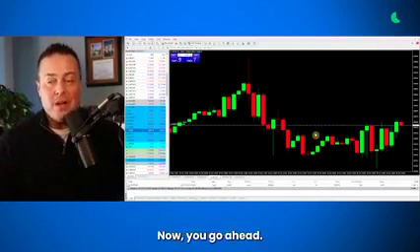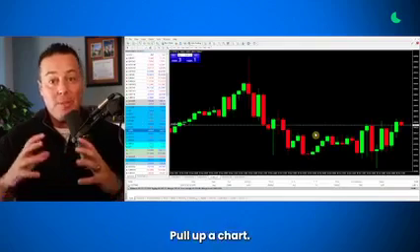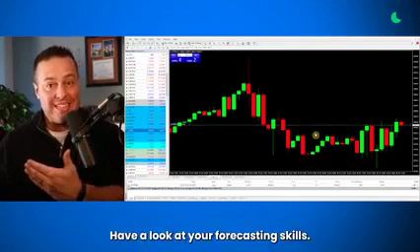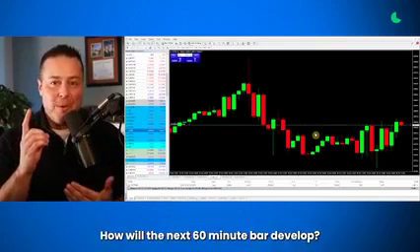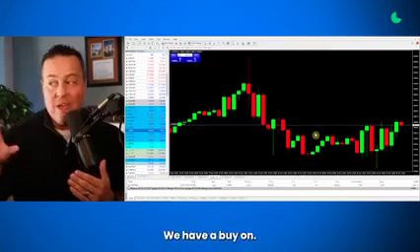Now, you go ahead, close down this trade if you mimicked it, go to a different market, pull up a chart, have a look at your forecasting skills. How will the next 60-minute bar develop? Now execute a trade accordingly. It could be a buy or a sell. We have a buy on.